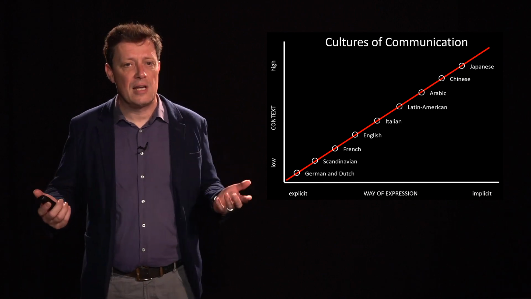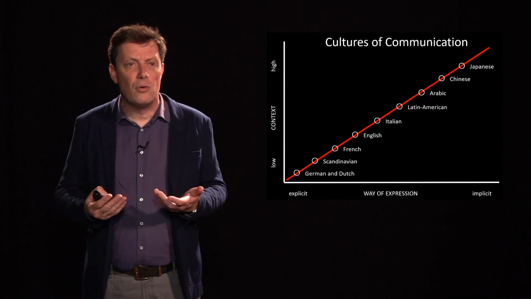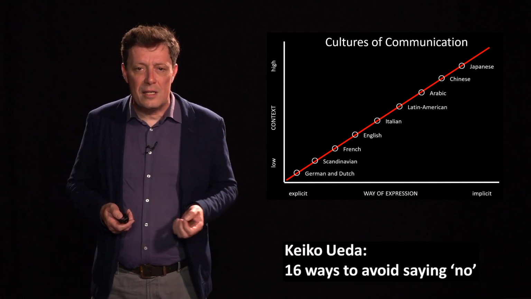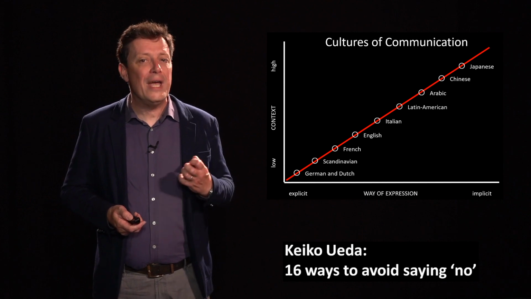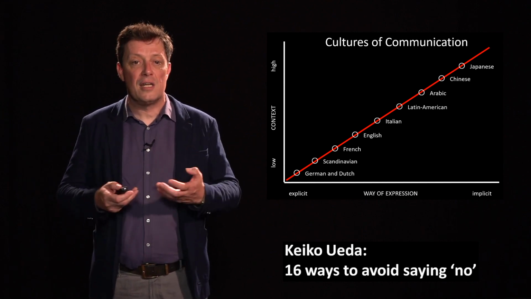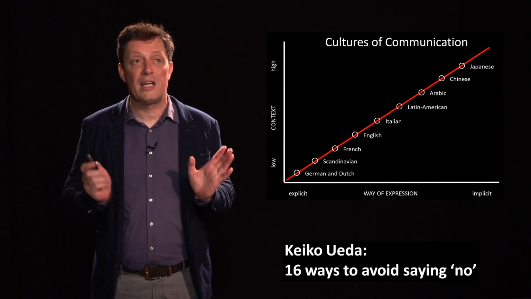No in high context cultures is more likely to be perceived as impolite or as unfriendly. In her essay, "16 Ways to Avoid the Word No in Japan," Keiko Ueda points out that Japanese people are raised to find it impertinent to answer inquiries with a direct no.